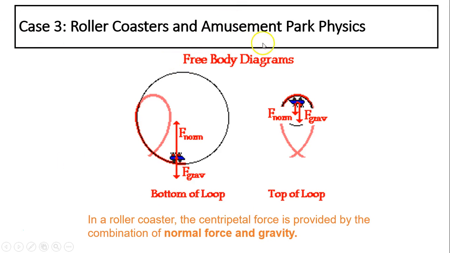Another example is roller coaster and amusement park physics. When you ride a roller coaster, you are going loop to loop, right? In a roller coaster, the centripetal force is provided by the combination of normal force and gravity. So this is kind of like the bucket and the string. At the top, the two forces add together because they are pointing in the same direction. On the bottom, you have to subtract because the net force is going up, so it's normal force minus gravity that gives you the net force.